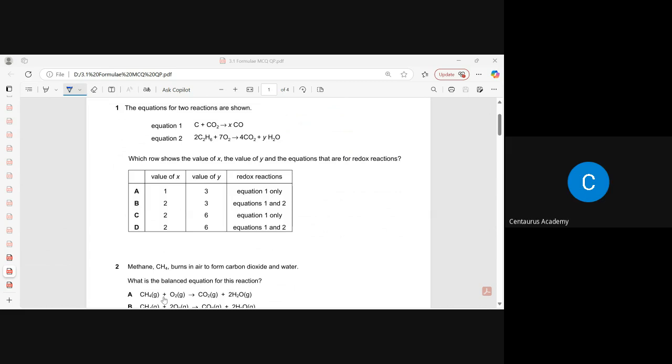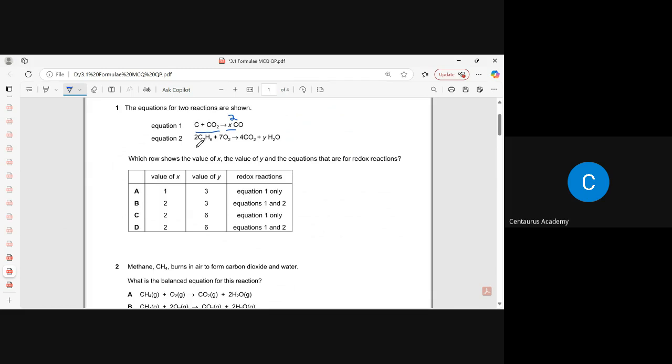Okay. And what about values of x and y? X is 2 and Y is 6. We basically put in these values, and then we get to know that if you write 2 as a coefficient with x here, it is going to become 2 carbon atoms and 2 oxygen atoms, which is completely balancing the left hand side of the equation.